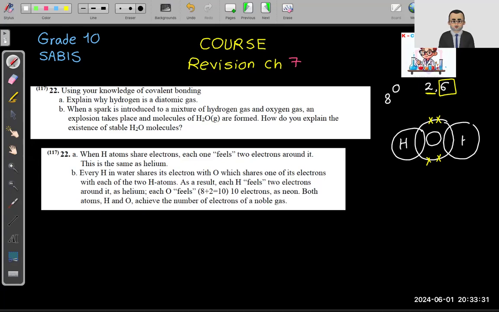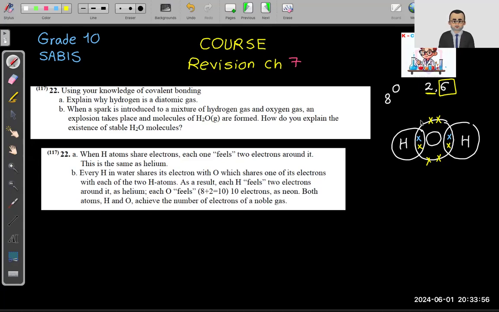Each hydrogen atom will share 1 electron, and the oxygen will share 1 electron with each of them. So now the oxygen feels like it has 8. Originally it has 6 electrons, but it feels like it has 8, the same as a noble gas, and the hydrogen feels like it has 2, the same as the noble gas helium. So this is a covalent bond.